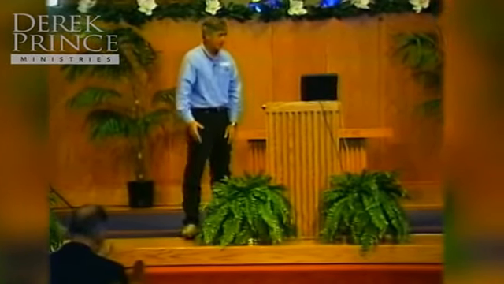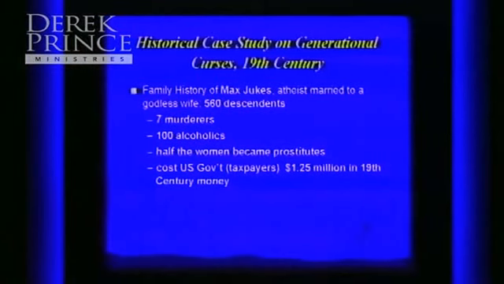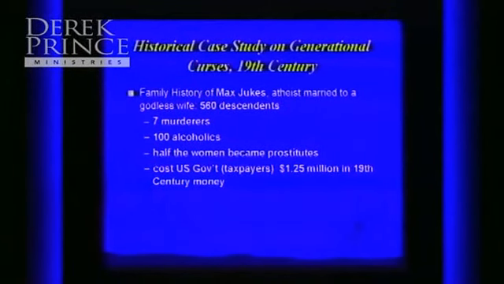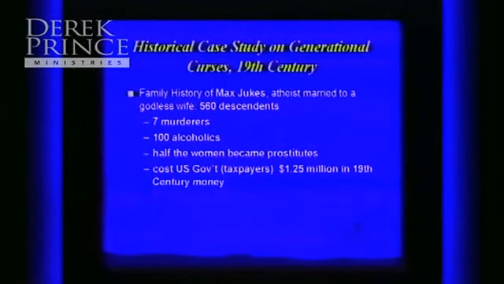which is so common when a family comes under a curse, because when there's poverty, defeat, failure, lack of nurturing, then so often people have only one way to survive, and they give their body for food, drugs, clothes, whatever. Very, very common, as you know. And according to this survey, they cost the U.S. government taxpayers in 19th century dollars, $1.25 million in welfare, whatever you would call it.